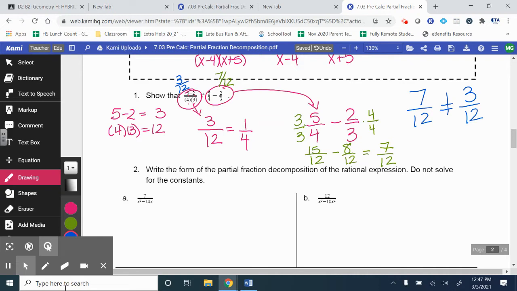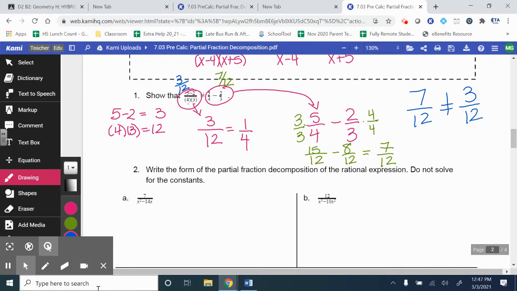So for number 2, we're going to start off really basic, and these are going to get quite a bit more challenging, but I just want you guys to get the idea of how the setup's going to go. We're going to write the form of the partial fraction decomposition of each rational expression. I don't want you to solve on these ones, and you'll see some in your textbook also say not to solve. We just want to practice setting it up at this point.